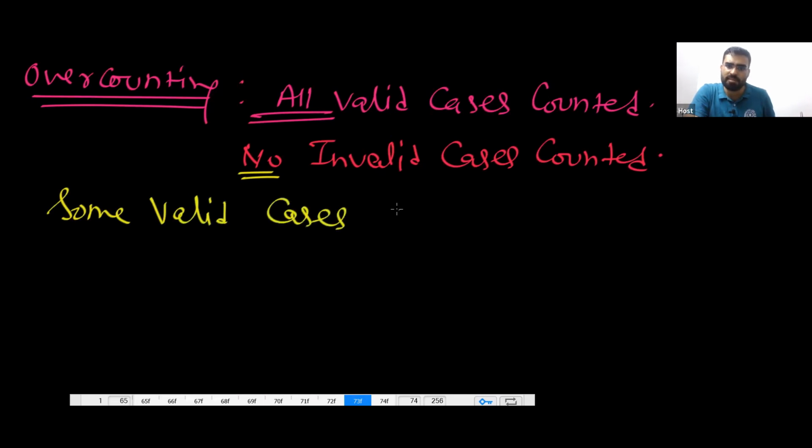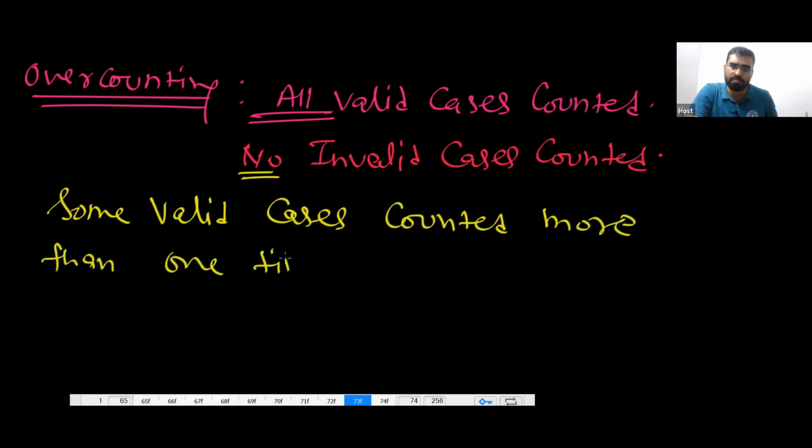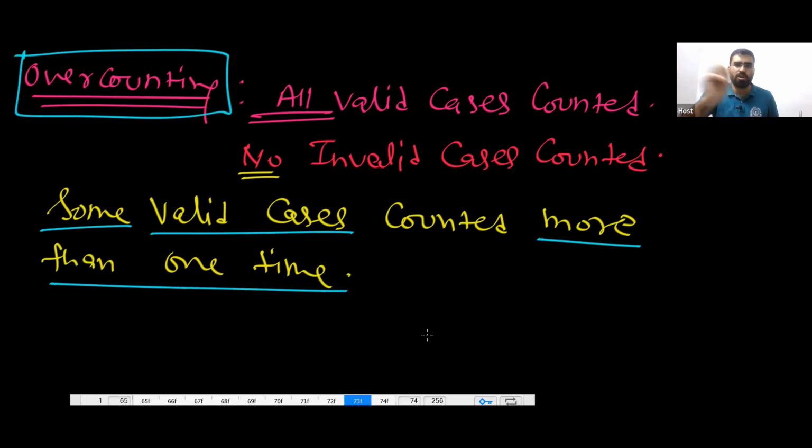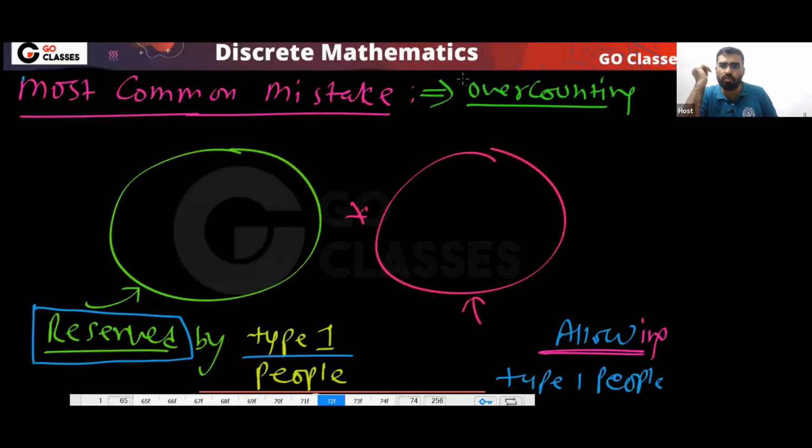Some valid cases counted more than one time. Okay, so this is the meaning of overcounting. It means you are counting some valid cases more than one time. Invalid cases you are not counting. So in this particular common mistake, you will always do overcounting.